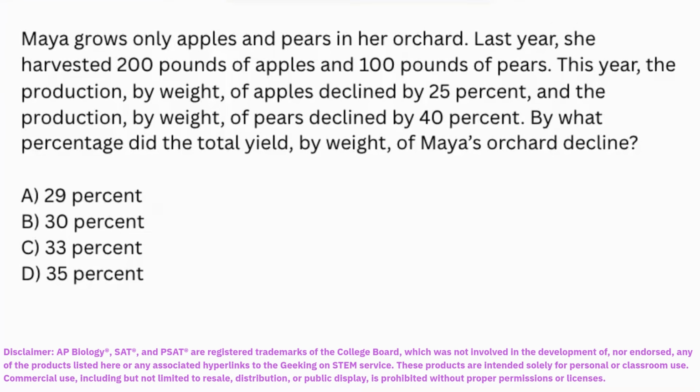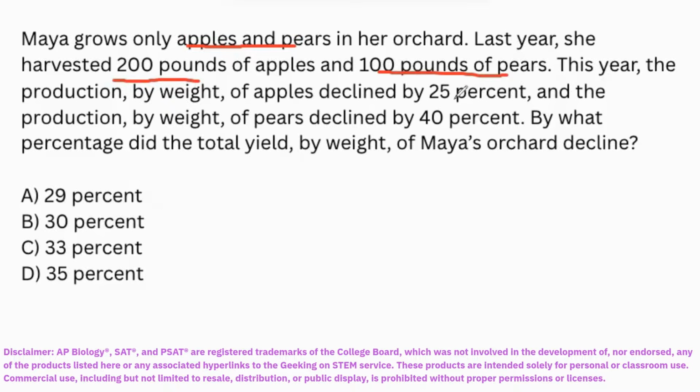Let's try to solve the following problem together. This type of problem involves multiple choice where you have to solve a problem, but it's not really clearly stated what they're looking for. So let's take a look together. They talk about Maya, who's only growing apples and pears in her orchard, and last year she harvested 200 pounds of apples and 100 pounds of pears. So off the bat, you might think it is a problem where you have two variables, but let's keep going.